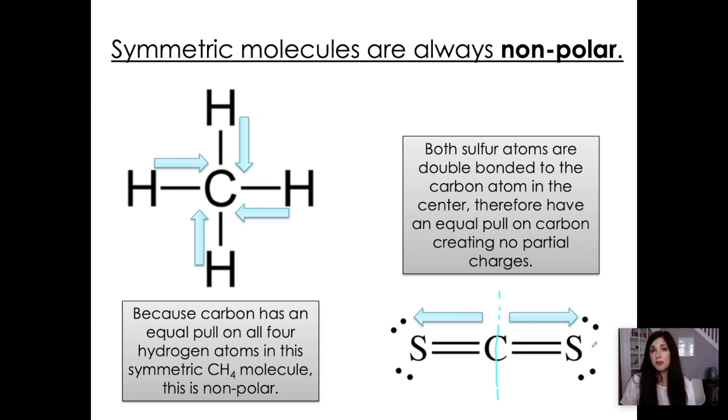If you need more help with this, by all means, let me know in person. I'll be more than happy to go over this with you in class, but it does always come down to symmetry. At this point, let's go ahead and do the sample problem in the notes and get some practice with drawing Lewis dot structures and determining the shapes of those Lewis dot structures, and then determining if those molecules are polar or not. So let's dive into the notes.